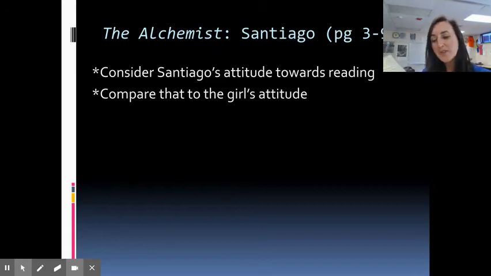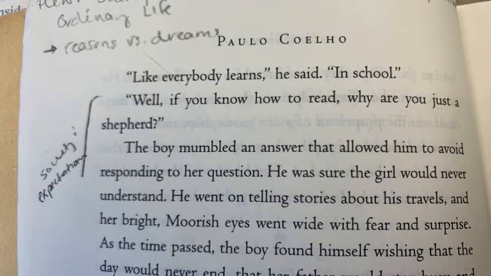And she says, "How did you learn to read?" the girl asked at one point. "Like everybody learns," he said, "in school." "Well, if you know how to read, why are you just a shepherd?"